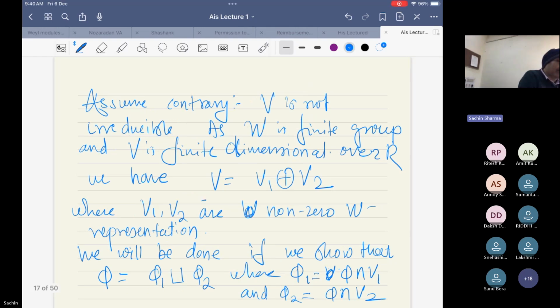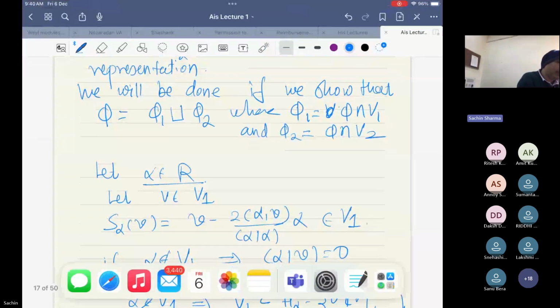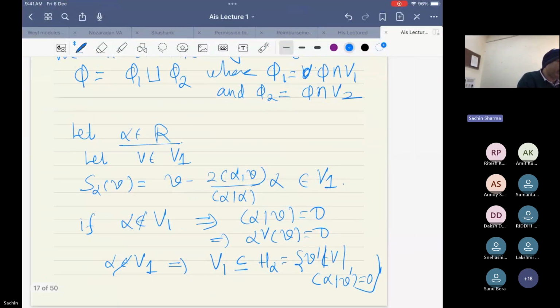Maschke's theorem, a very famous theorem, which says that every finite dimensional representation of a group G, where the characteristic of the field of the corresponding vector space does not divide the order of G, is completely reducible. In the sense that V you can write in terms of its simple modules, as a direct sum of some simple modules. Okay. So fine. So we are here.